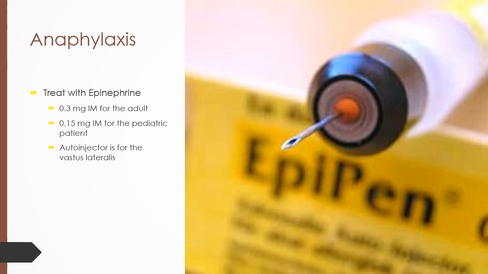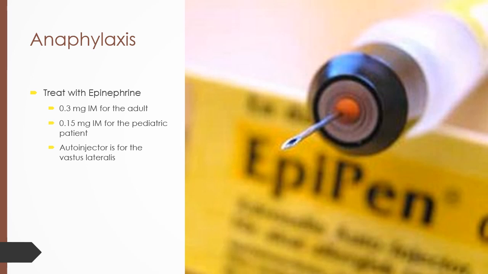Anaphylaxis is a type 1 allergic reaction, which is mediated by IgE. And if you can remember IgE, then you can remember epinephrine as the treatment. The adult dose is 0.3 milligrams, and the pediatric dose is 0.15 milligrams. Ideally, that would go intramuscularly rather than subcutaneously, because there's better blood flow to the muscle than the subcutaneous tissue, so the onset of this life-saving medication would be faster.